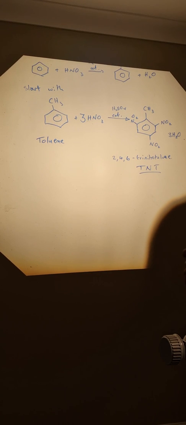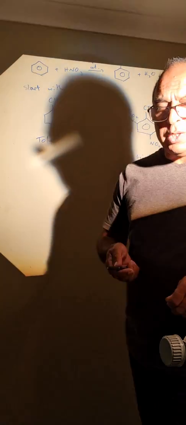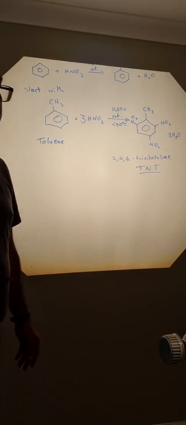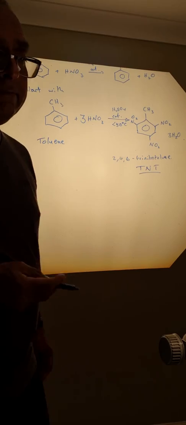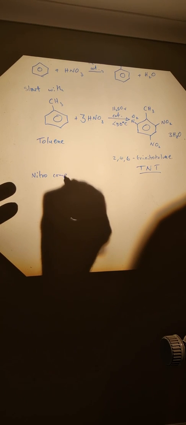So TNT, famous explosive. And that's just how I want to give you an example where we keep the temperature below 50 degrees for safety reasons. We do the reaction with the nitrating mixture, and the nitrating mixture makes for you trinitrotoluene, which is TNT, or 2,4,6-trinitromethylbenzene, if you want the correct name. So one use of nitro compounds is as explosives.